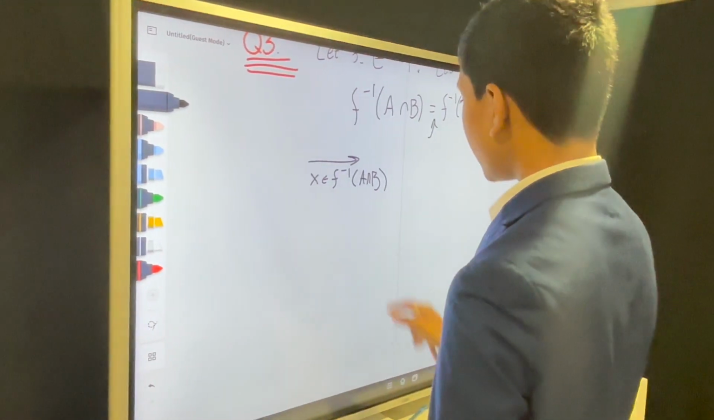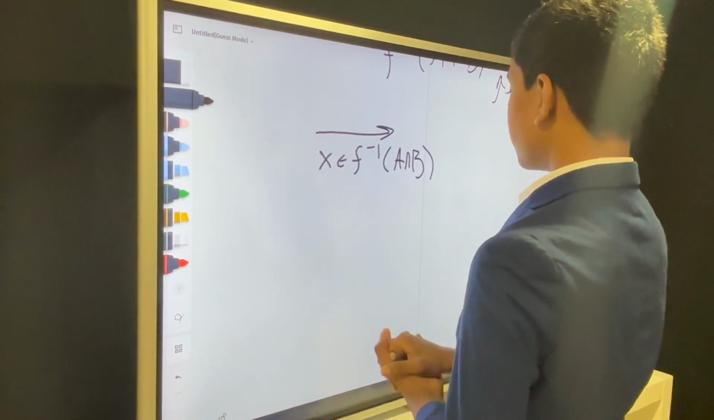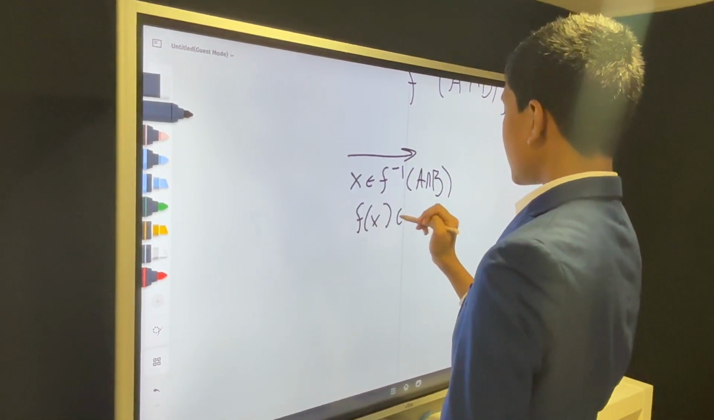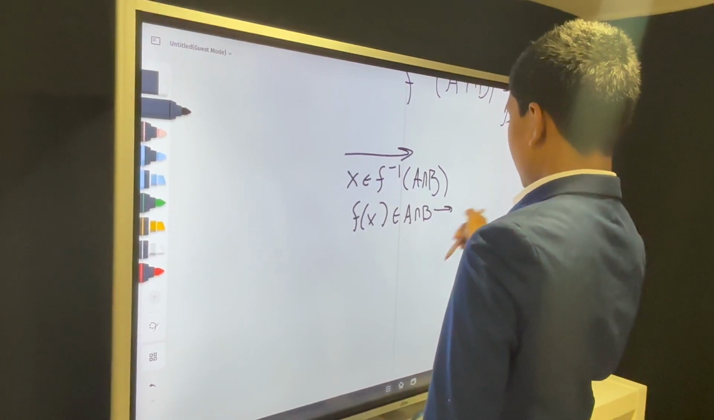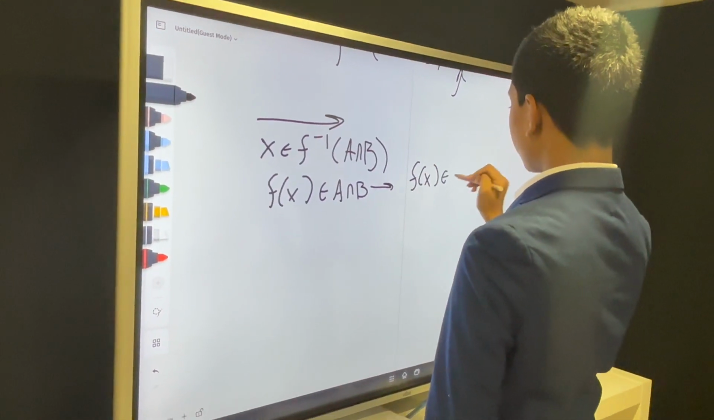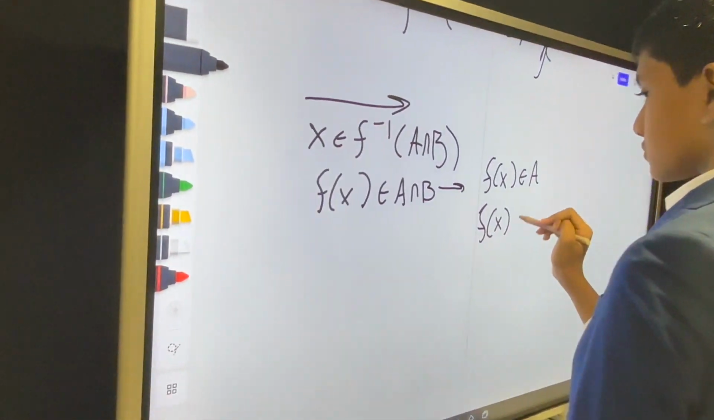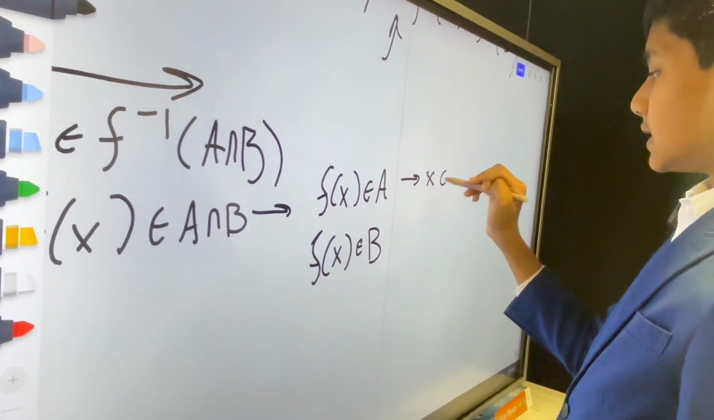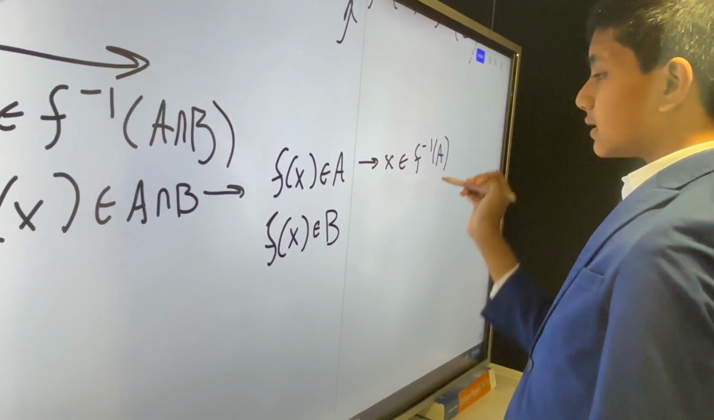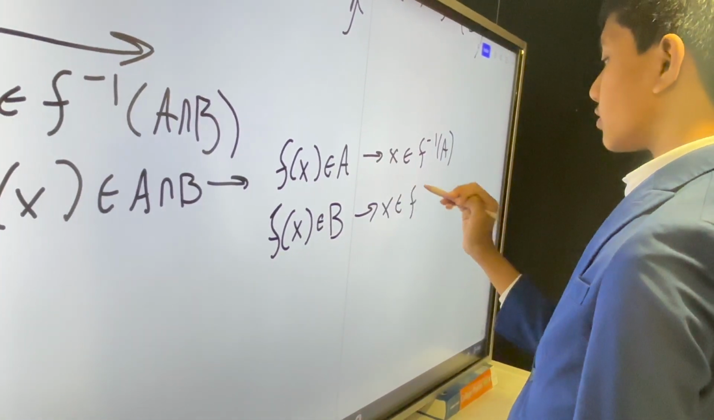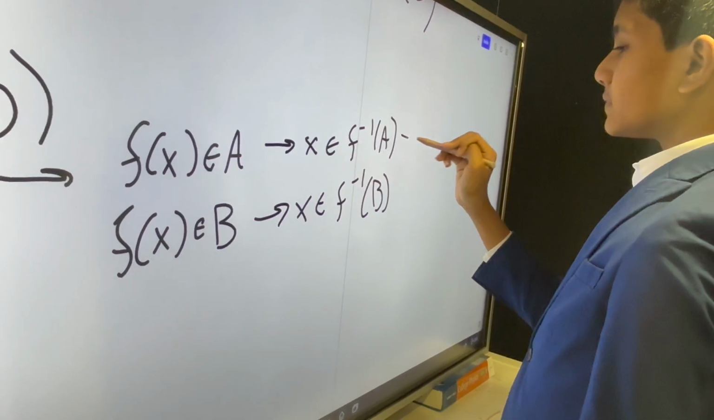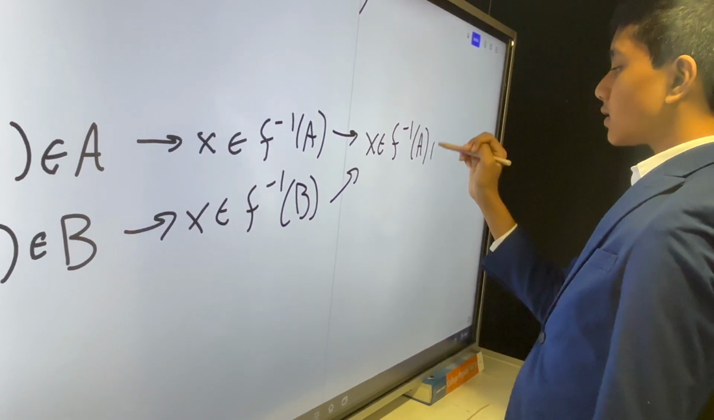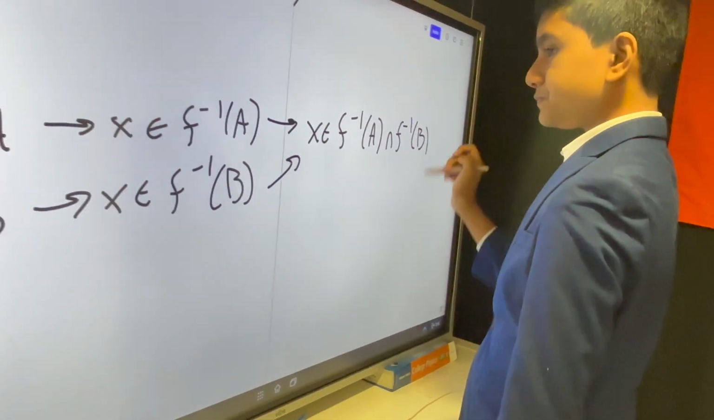So how do we do that? Well, if X is in F inverse of A intersect B, that means F of X is in A intersect B, which means that F of X was in A and F of X was in B. So what does that mean? That means X is in F inverse of A and X was in F inverse of B, which means that X was in their intersection, F inverse of A intersect F inverse of B.